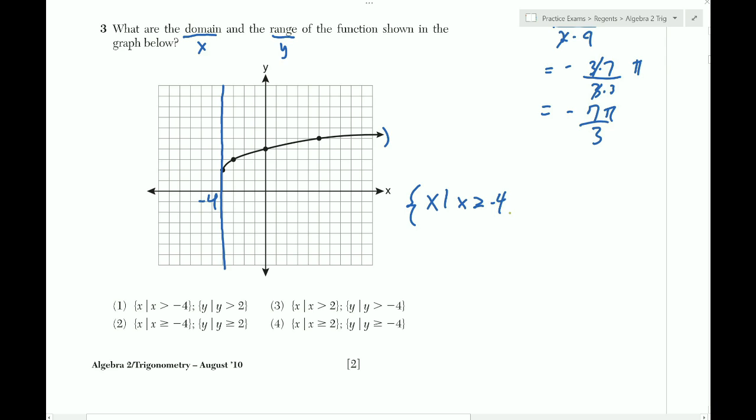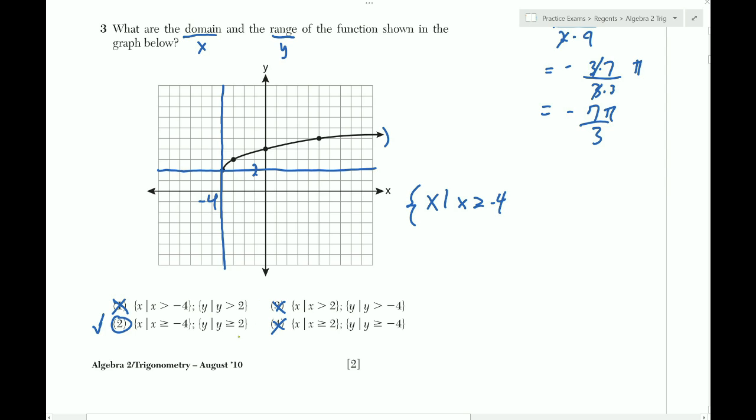Actually, it doesn't have the equals, so that actually looks no good. This one's good. And these are no good. So it's answer choice 2. And just to check the y values, the lowest possible y value looks like y equals 2. And so y is greater than or equal to 2.